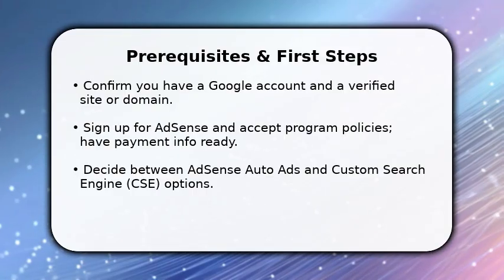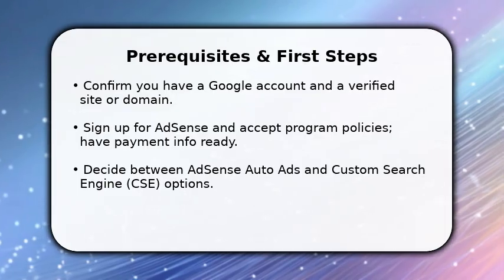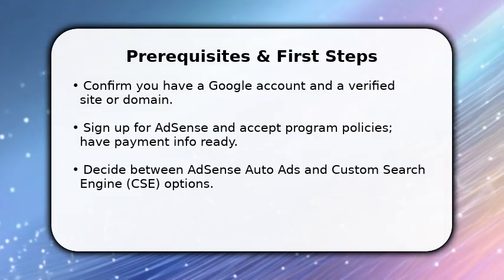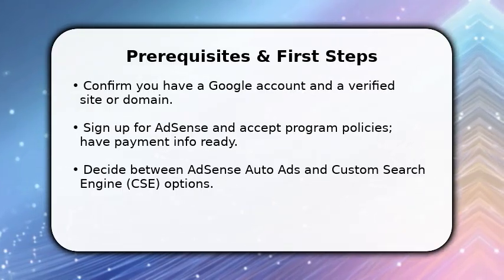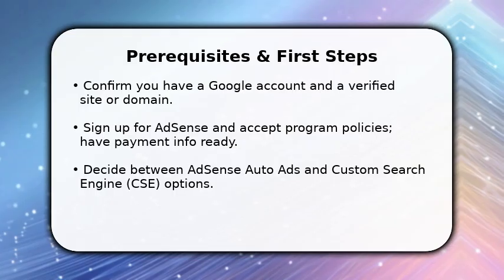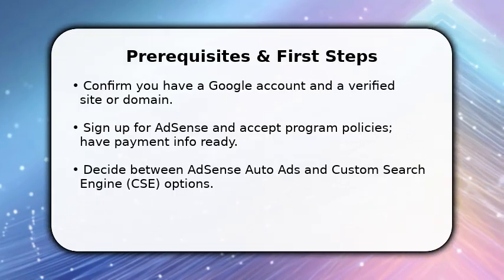You start by confirming two essentials: a Google account and a verified site or domain so Adsense can map earnings. Once you have that, sign up for Adsense and accept the program policies. Make sure your payment profile is accurate.